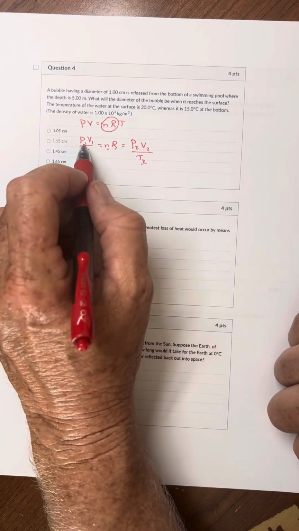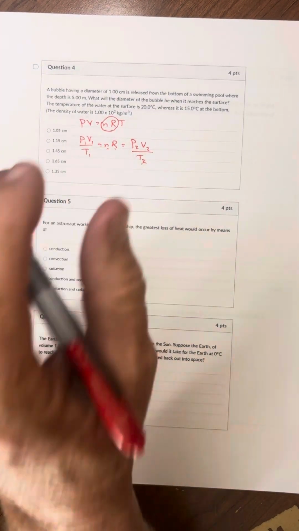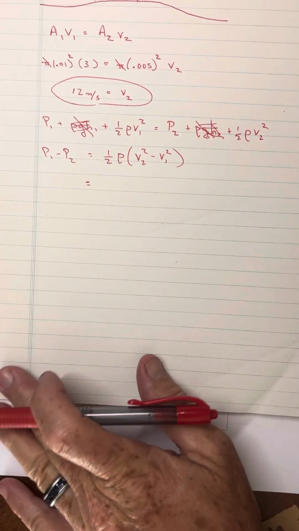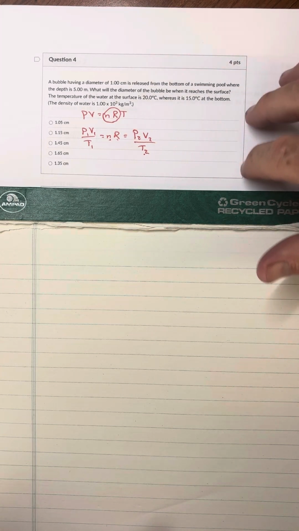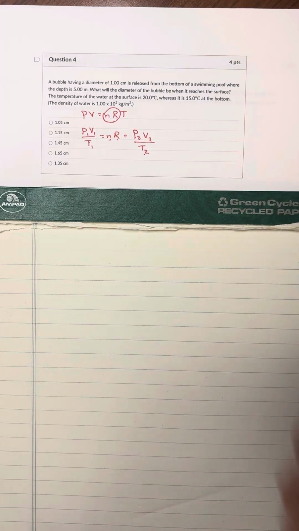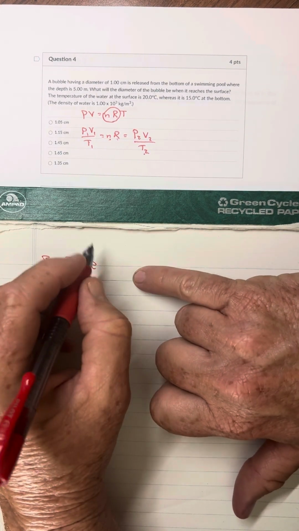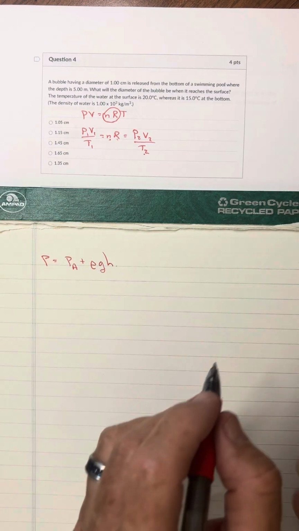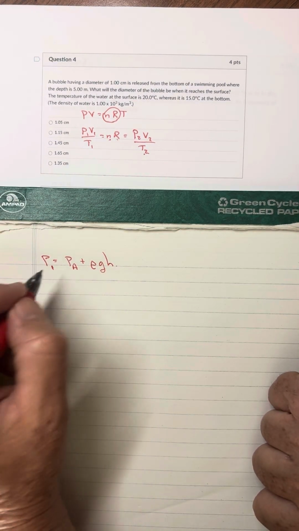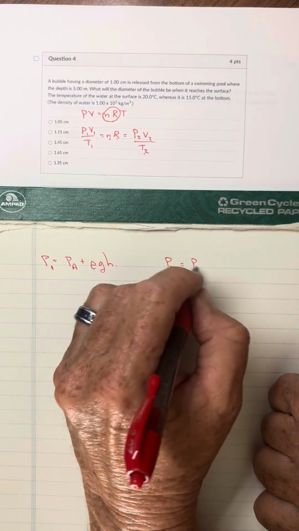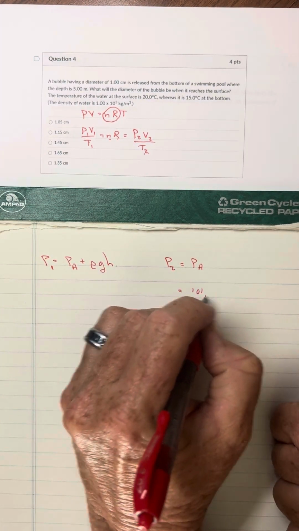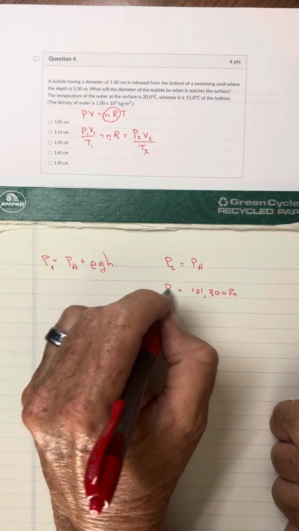I will have to do a kind of a side calculation here with the pressures. Maybe I'll get a fresh sheet, because this will take us back to the previous chapter, which I think is chapter 11, where the pressure at the bottom of the swimming pool would be the atmospheric pressure plus rho g h. And so I'll call that pressure at the bottom, number 1. Pressure at the top, though, is just atmospheric pressure. So I could take this as 101,300 pascals for pressure number 2.